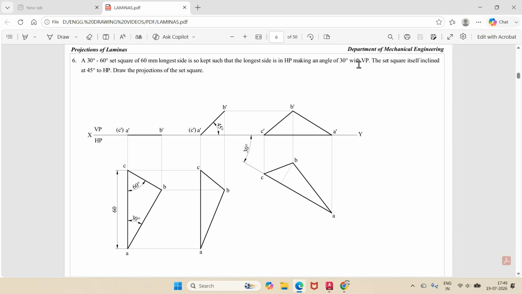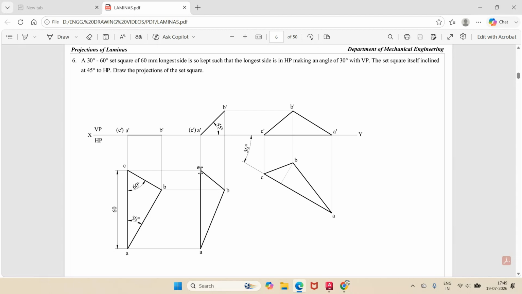Since he has given the true inclination, we want to check whether that longest side is having the true length, since the longest side is parallel to HP and perpendicular to VP. So how do you know that it is parallel to HP? Both the points A dash and C dash are on HP. So now it is parallel to HP, and therefore you are getting the true length.